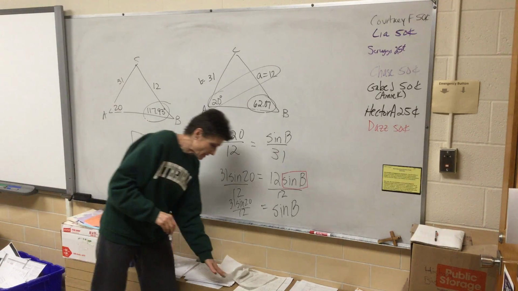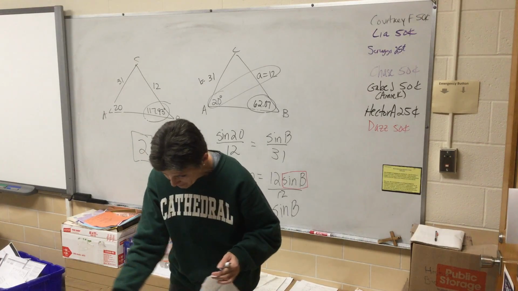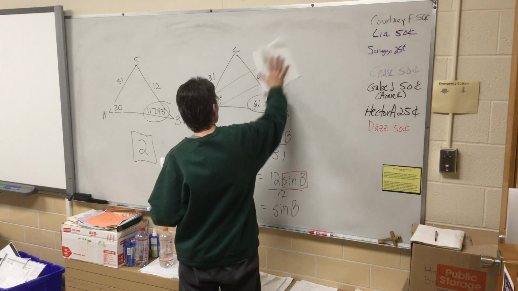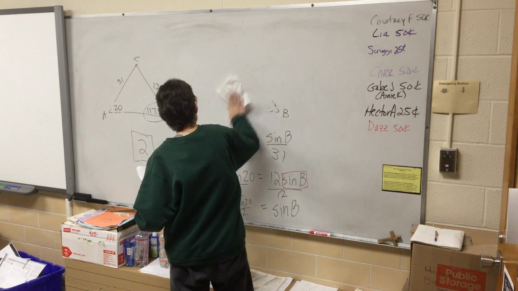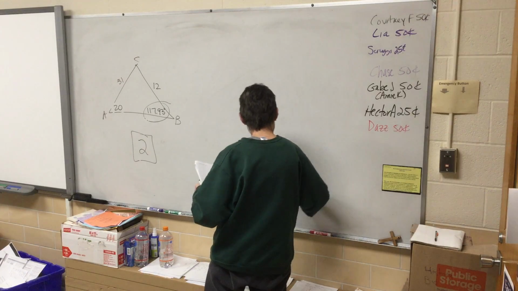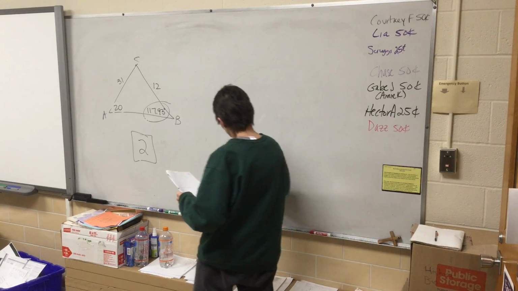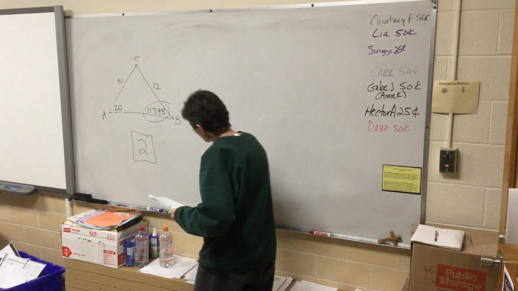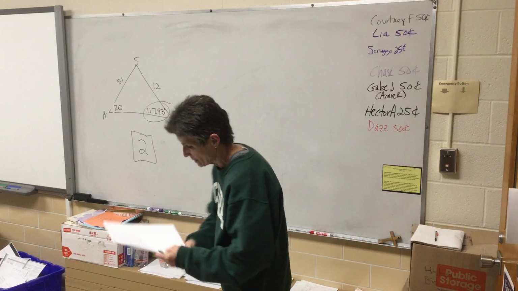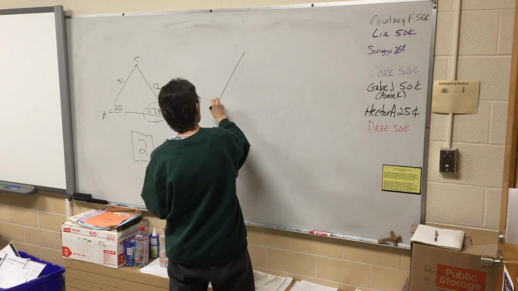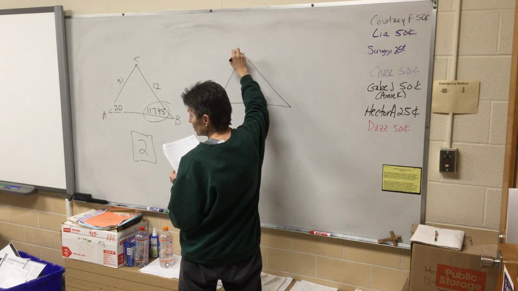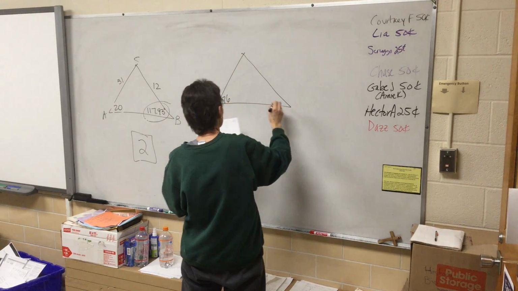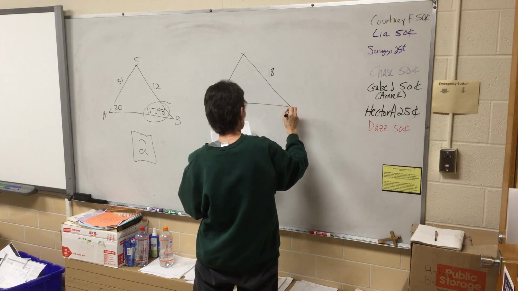Now I know it's confusing. Hang on, let's do the next one and see if it makes any more sense. So I'm going to draw my triangle. You don't have to find everything on this one. You just have to determine how many triangles are possible. There will never be more than 2. Sometimes there's only 1. Sometimes there aren't any.